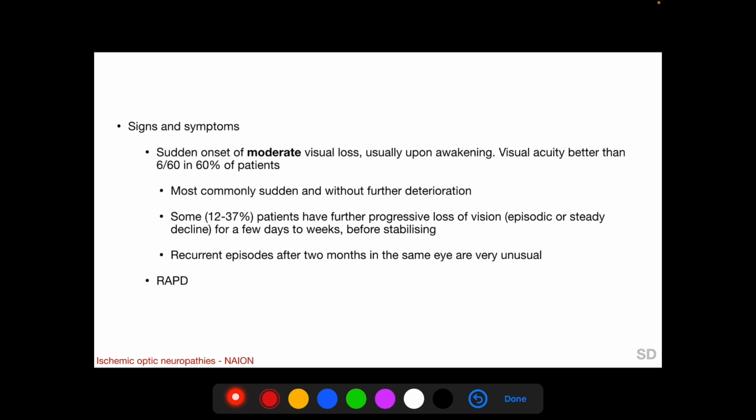This visual loss is most commonly sudden and without further deterioration. However, some patients have further progressive loss of vision, which may be episodic or a steady decline for a few days to weeks before it stabilizes. Recurrent episodes after 2 months in the same eye are very unusual in non-arteritic ischemic optic neuropathy.